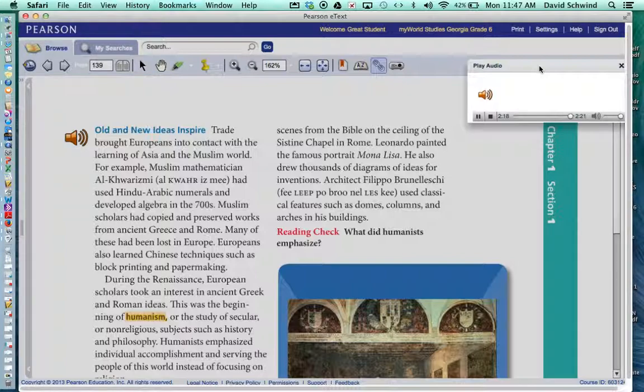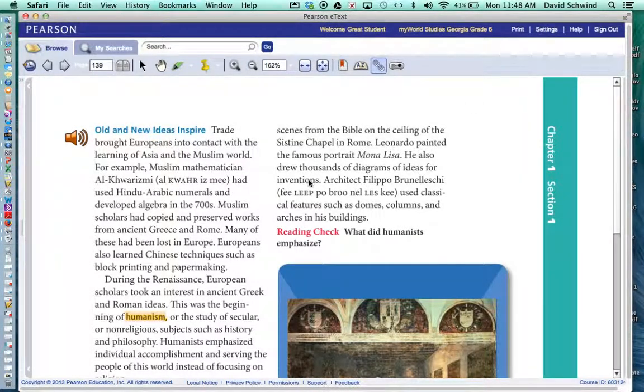Reading check. What did humanists emphasize? So you need to check, what do humanists emphasize? And if you look right here, it gives you humanism, which is the second word that you have to explain, your key term for number 1 on your paper. Or is it? Oh, it's not listed on there. Well, let's go ahead and write down the answer to this question.